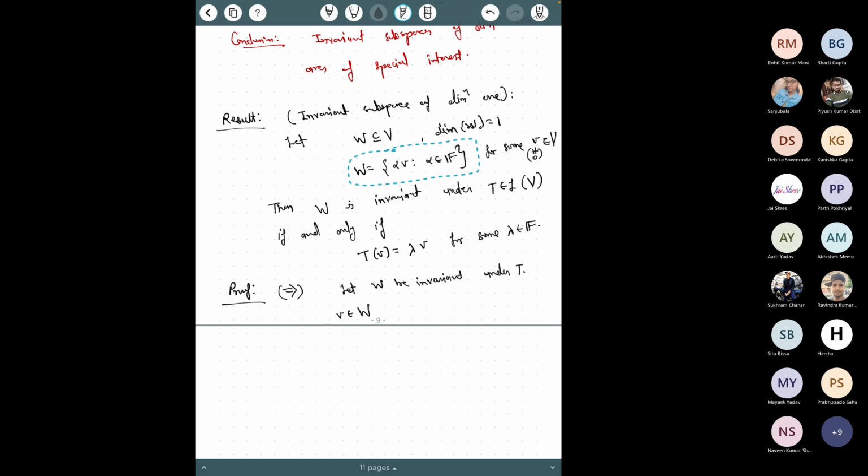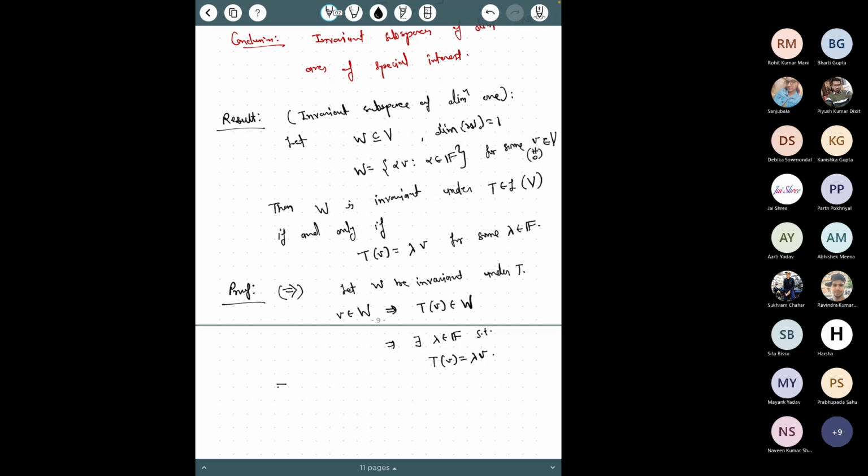So this vector V clearly belongs to W, and W is invariant under T. What does it mean? It means that T of V belongs to W. But since T of V belongs to W and W is of this form, all the vectors are of the form alpha times V, so there exists some lambda in F such that T of V is equal to lambda times V. So I'm calling this scalar lambda. So this direction is very straightforward.